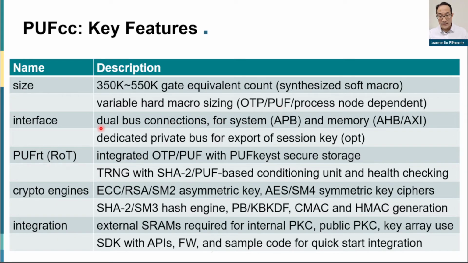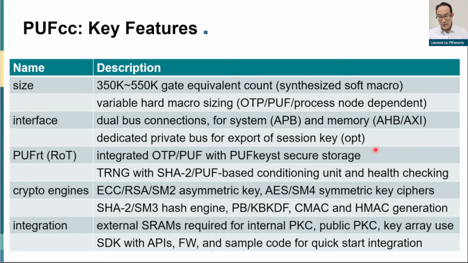The PUFcc is standard as dual bus interface with the APB for the system bus and either AHB or AXI for the memory interface with the direct memory access. There is also an optionally available dedicated private bus if you want to securely export a private or a session key from PUFcc to, like, a dedicated crypto subsystem.